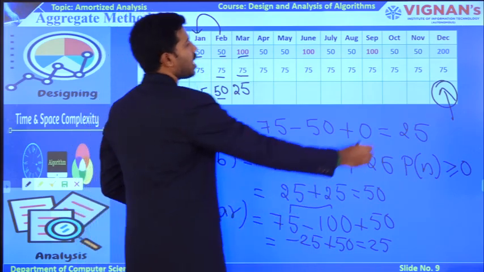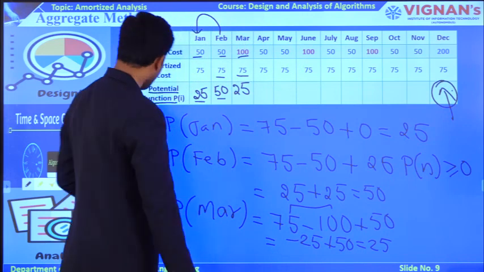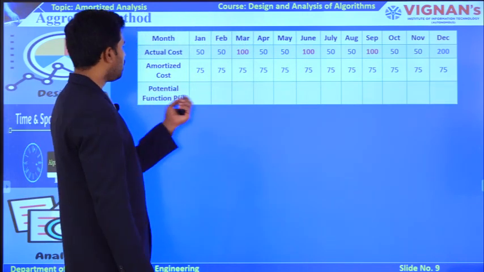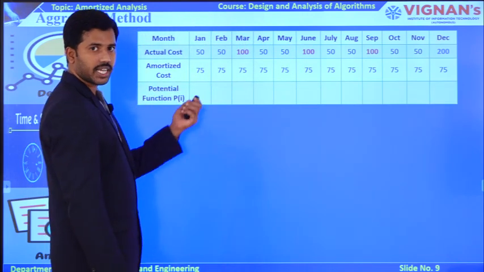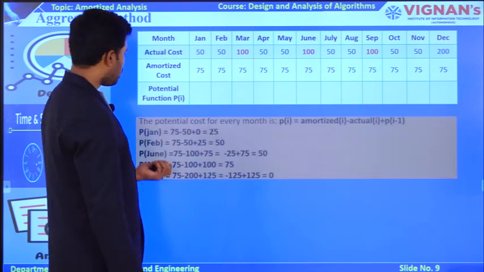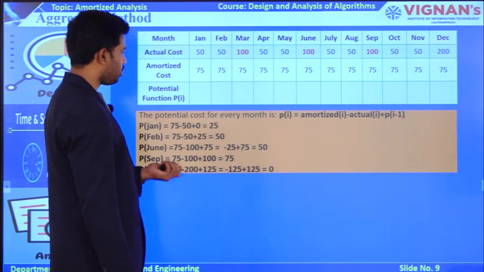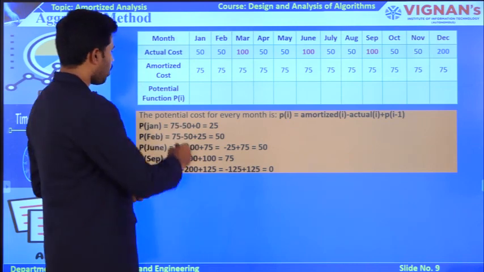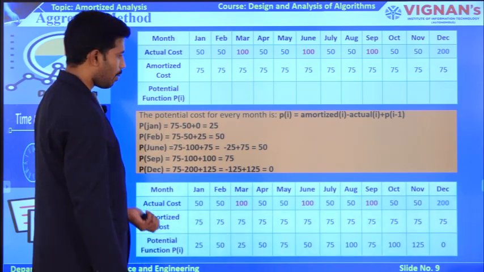So definitely you must have a positive value at December. Now try to observe how to fill the potential function values for this example in the aggregate method. You are going to be analyzing all the potential values like this. Like this, you try to apply for the remaining months. So the values will be updated like this.